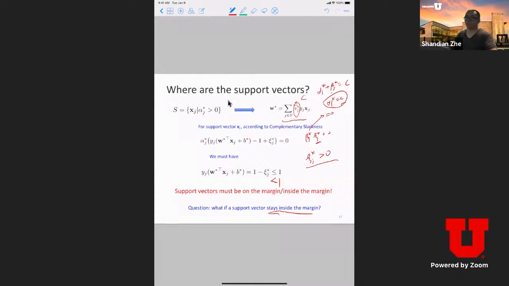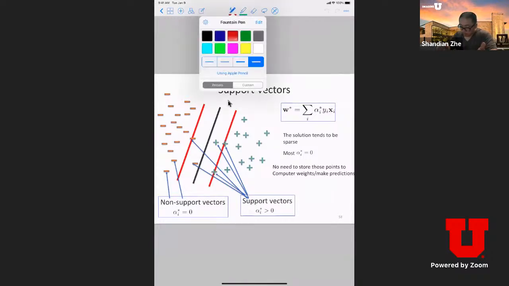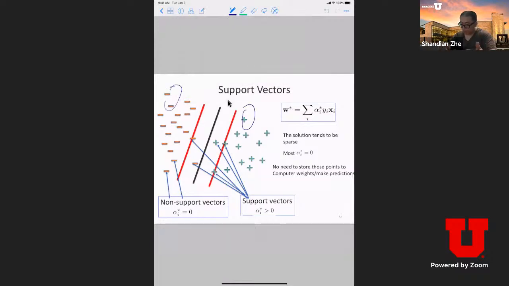Any questions? Okay, great. So now let us give a concrete example, to be more intuitive. I just showcased an example. Here are the positive examples, here a negative example, here positive examples. This black line is our hyperplane, and the red lines indicate the margin.